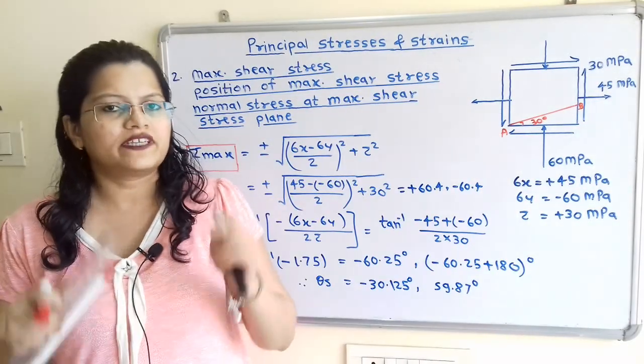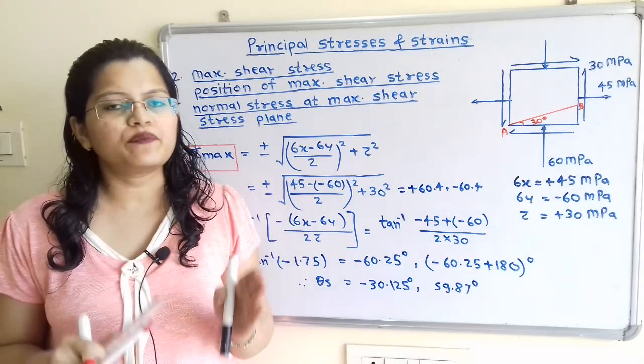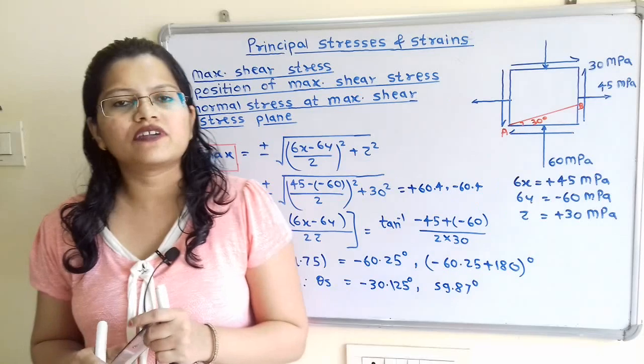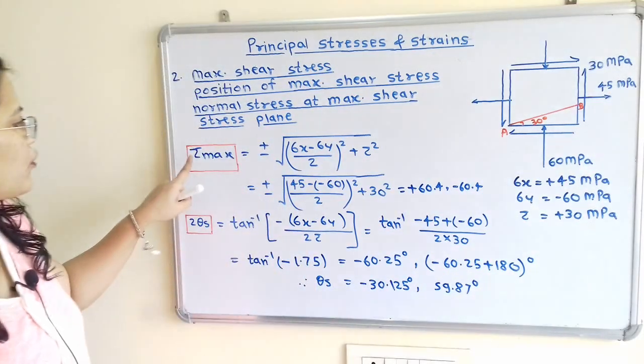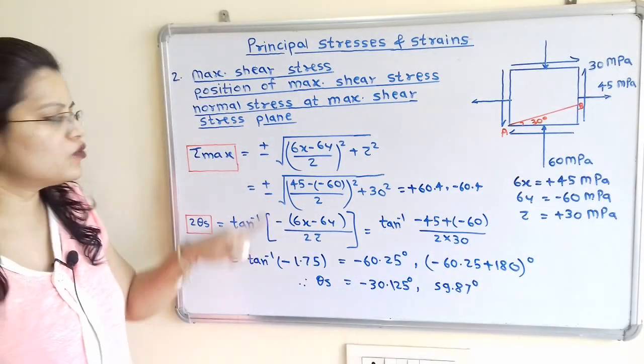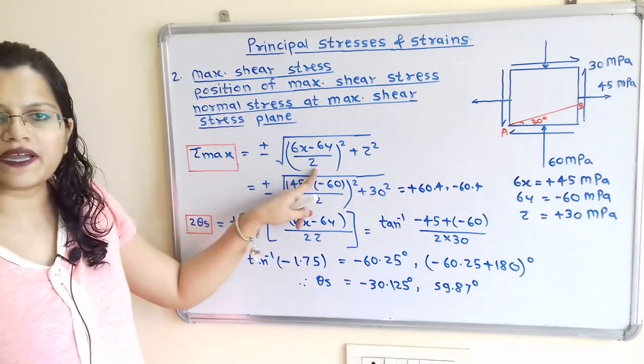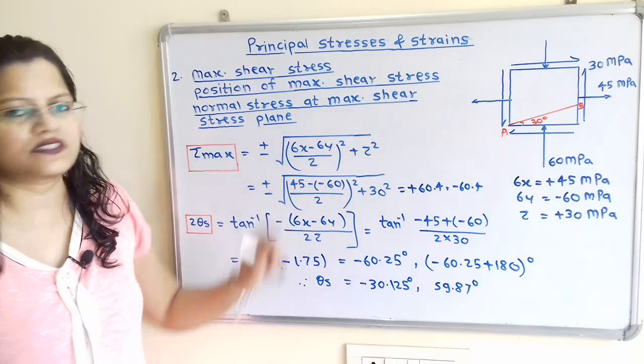Now we will calculate the maximum shear stress and the position of maximum shear stress. How to calculate its magnitude? We have the formula: tau max is equal to plus minus under root of (sigma x minus sigma y by 2) bracket square plus tau square.